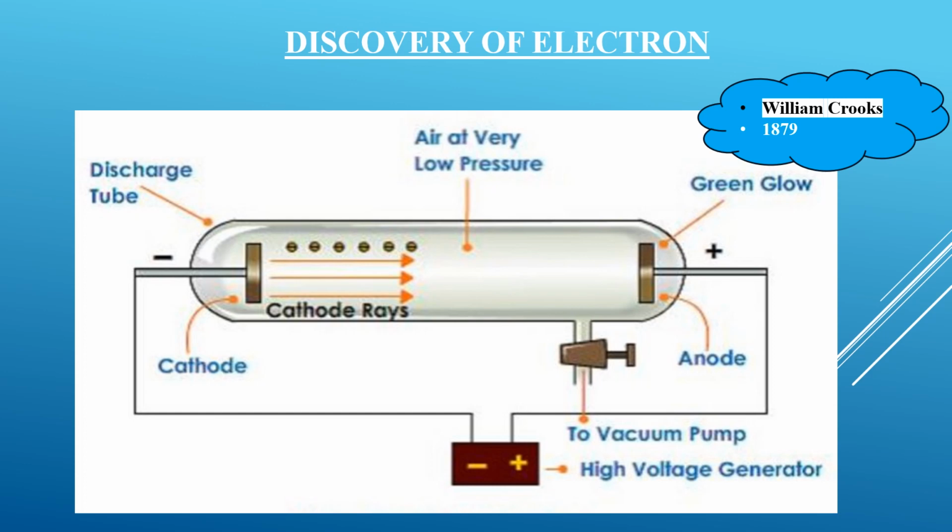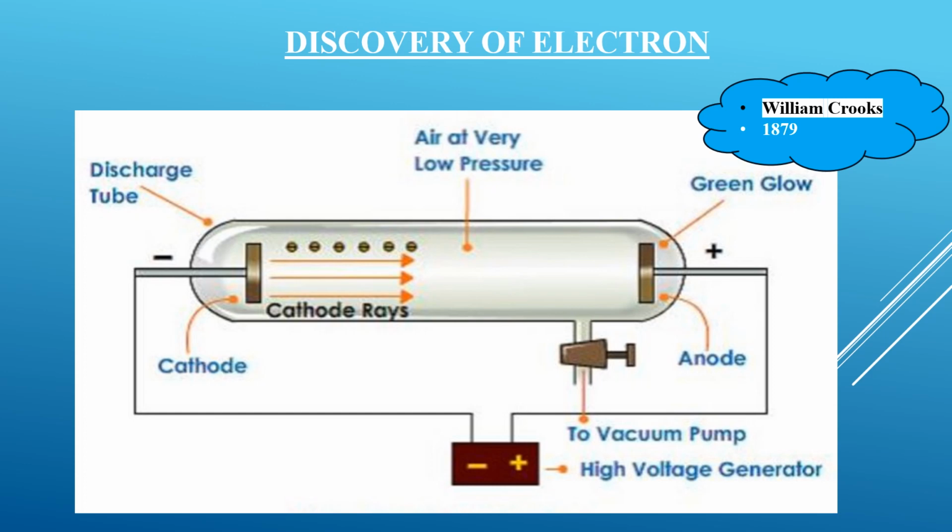At the end of the discharge tube, he placed a zinc sulfide layer. When these cathode rays moved towards the anode, due to the holes in the anode, they crossed the anode and struck the zinc sulfide layer. And when this strike happens, a green glow was produced. This green glow is known as fluorescence, and this helped to understand that there are certain particles in the discharge tube that are moving from the cathode side to the anode side.